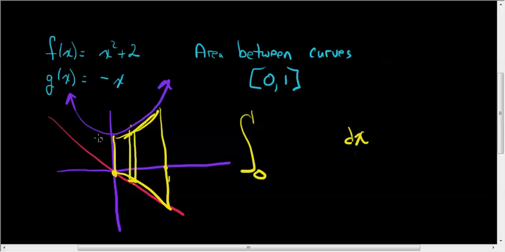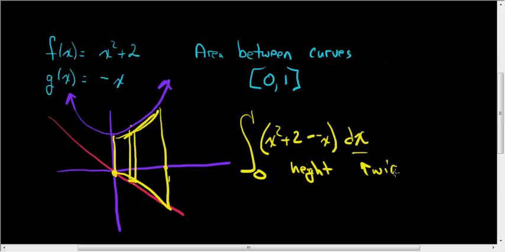In this case, x squared plus 2 is always greater than negative x. So we know the first function, x squared plus 2, is always above the bottom function. So it's going to be x squared plus 2 minus a negative x. All of this is my height, times my width. This is my height. This one's my width. Height times width, that's my integral.